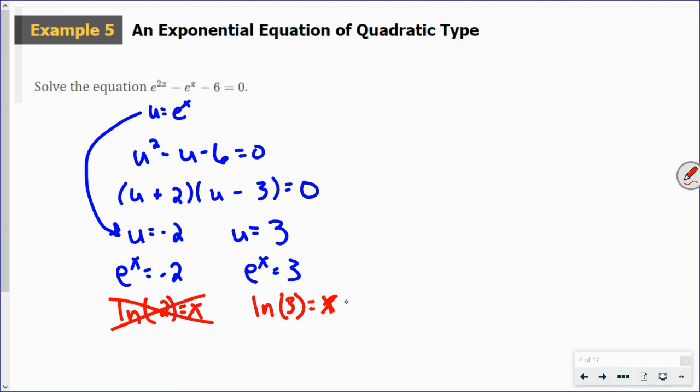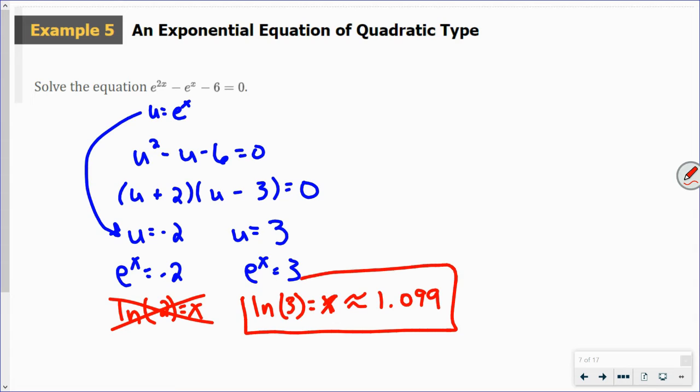And this ln 3, which is about 1.099, is your only answer here. But we want to see this other answer here as well.